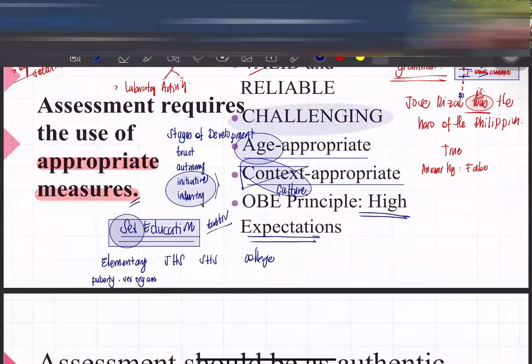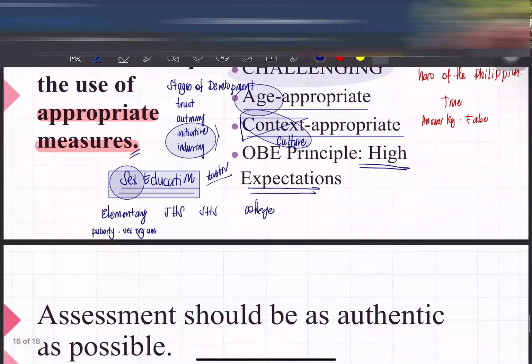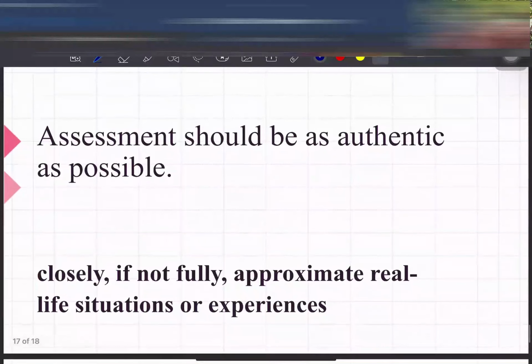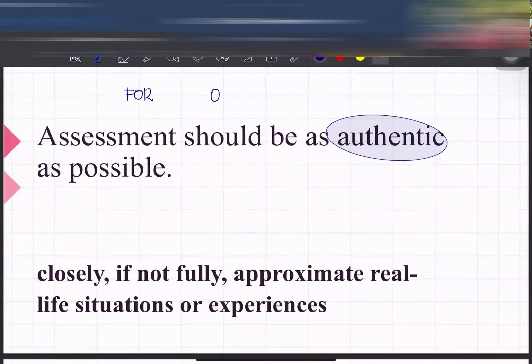Make it realistic. Okay? Then, the next principle is assessment should be as authentic as possible. This is the goal that we have. No? You need to be authentic as possible. So, you are reminded that there are 3 classifications also of assessment: for learning, of learning, and as learning. And dito po pumapasok si authentic assessment. Yan po yung goal natin.